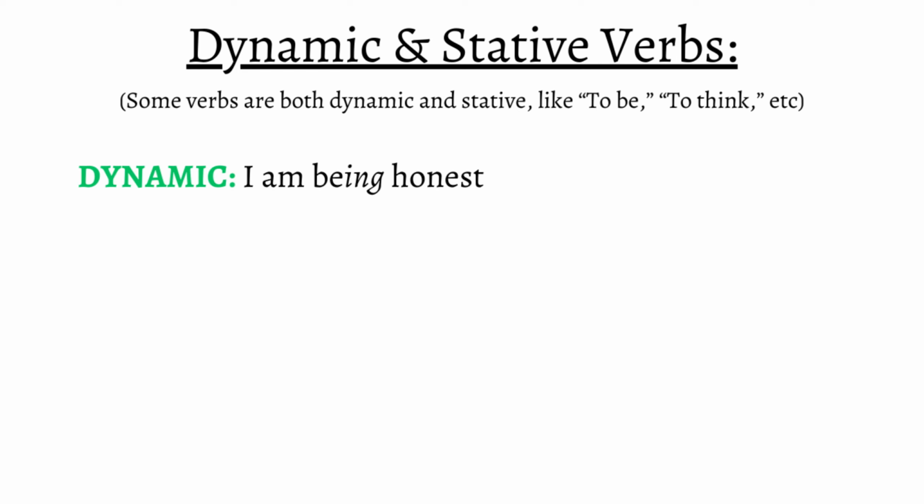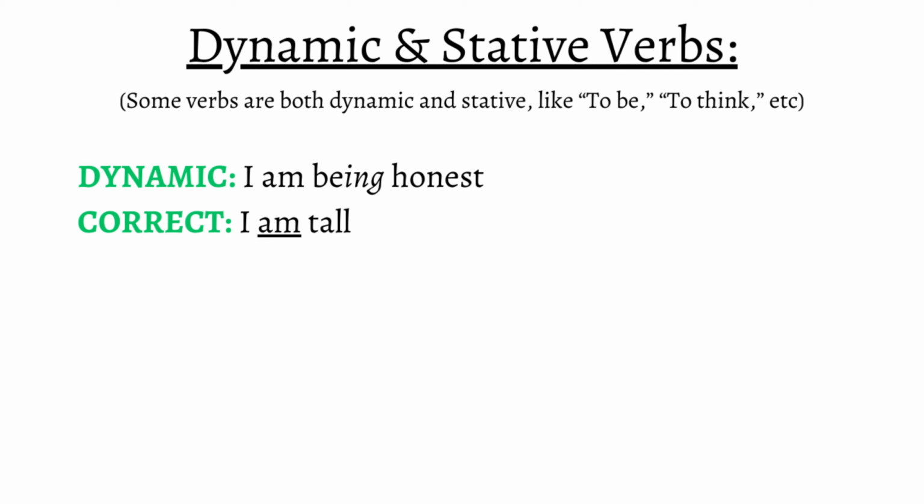In its dynamic form, to be can show an action, like in the phrase, I am being honest, but in its stative form, it will be incorrect when conjugated, as in the phrase, I am being tall. The correct way to say it is I am tall, with only one conjugation of to be.